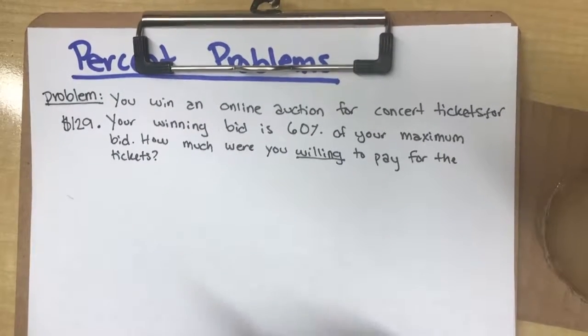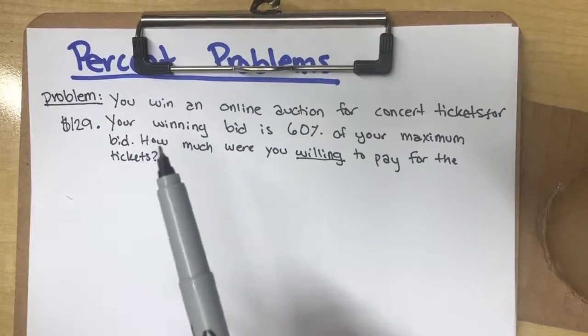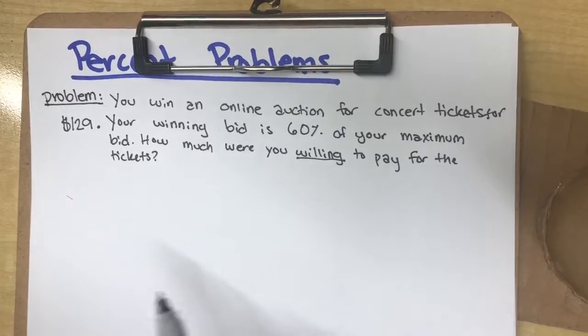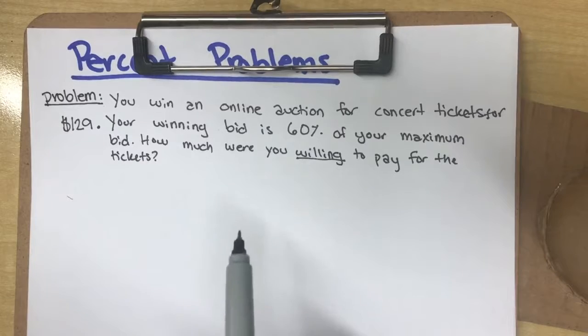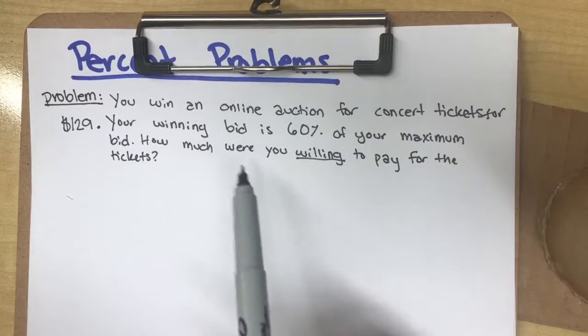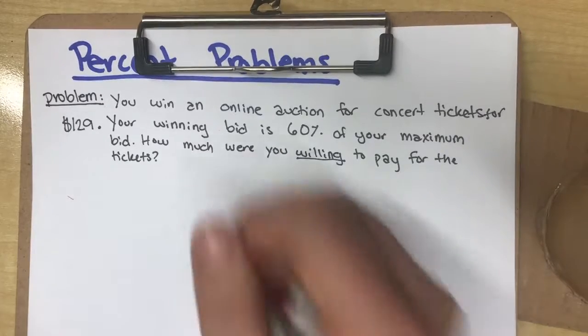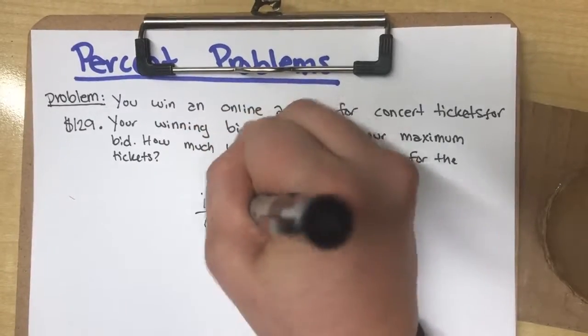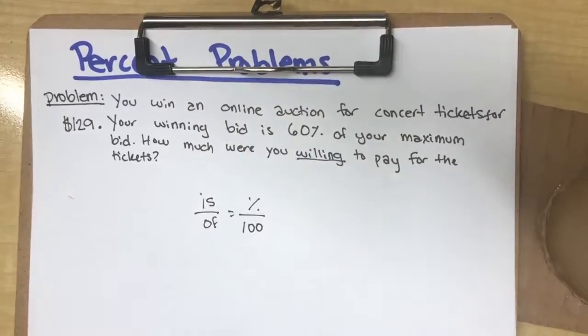So today we are going to talk about percent problems. And our problem is you win an online auction for concert tickets for $129. Your winning bid is 60% of your maximum bid. How much were you willing to pay for the tickets? So whenever you see a percent problem, I want you to write out is over of equals percent over 100.